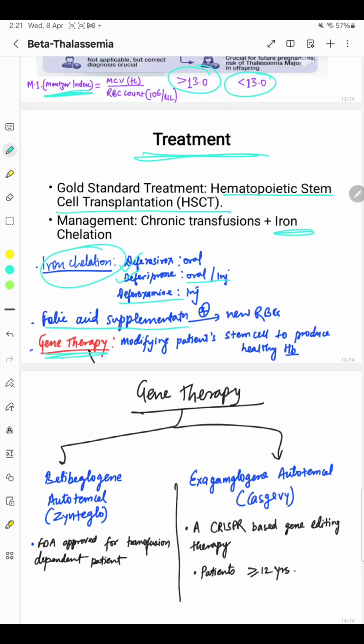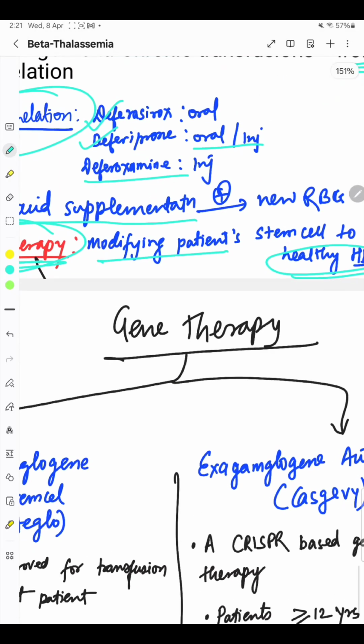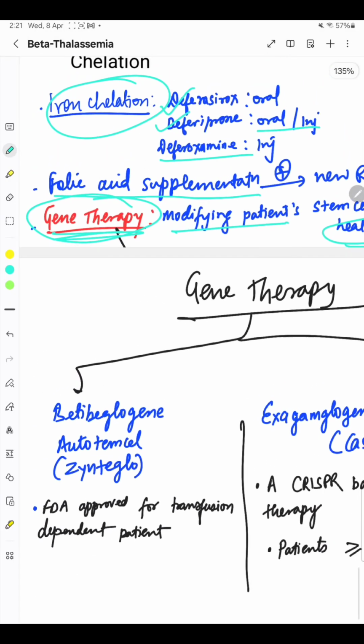Hematopoietic stem cell transplantation is the curative option for the treatment, and in the newer modalities, gene therapy is there. Basically, this technique modifies the patient's stem cells to produce healthy hemoglobin. So there are two drugs: betibeglogene autotemcel, also known as Zynteglo.